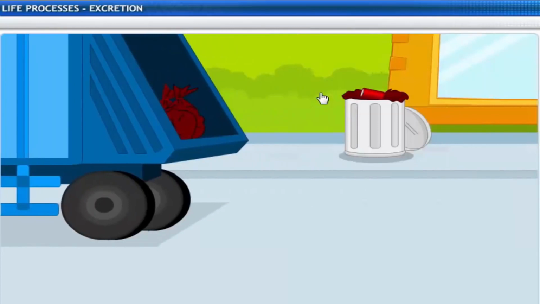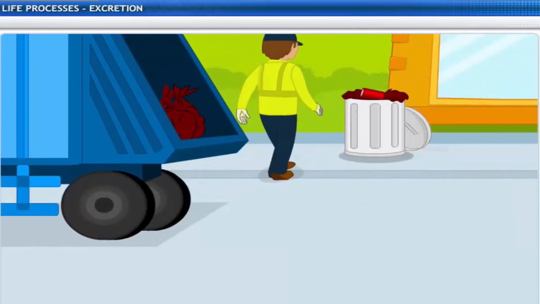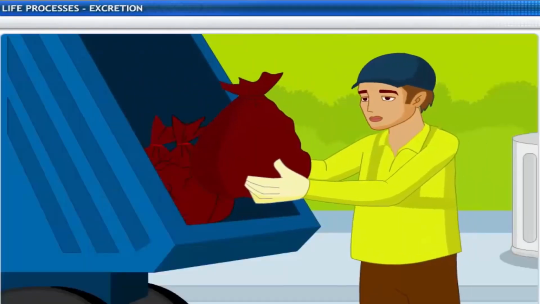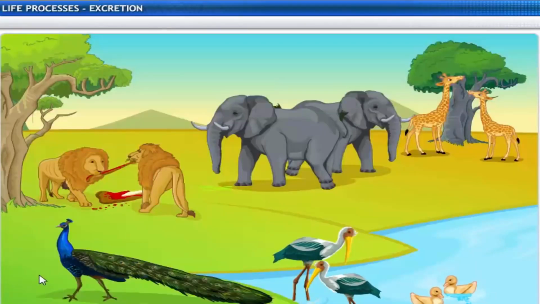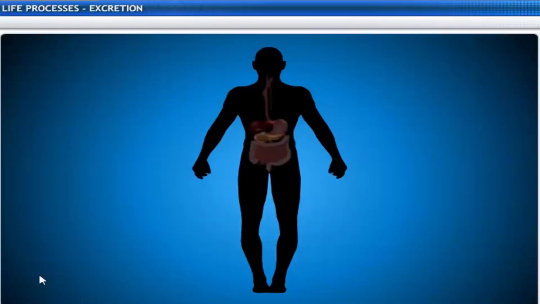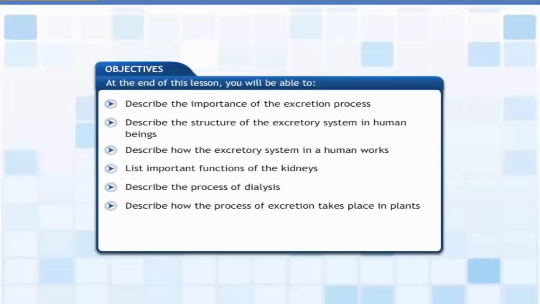All cities have a garbage disposal system in place to maintain clean and hygienic living conditions. Similarly, all living organisms use some kind of a mechanism to eject wastes from their bodies. In this lesson, we will take a closer look at the waste disposal strategies used by various organisms. This lesson is about the process of excretion in different types of organisms.